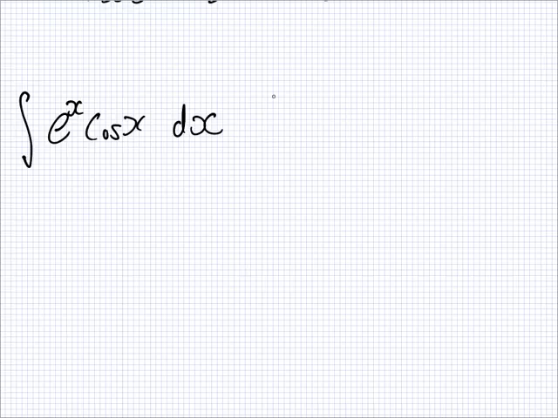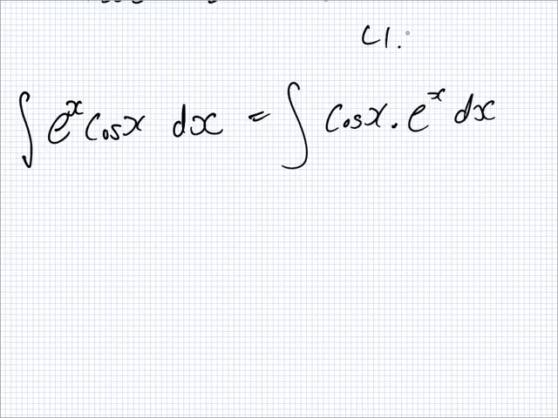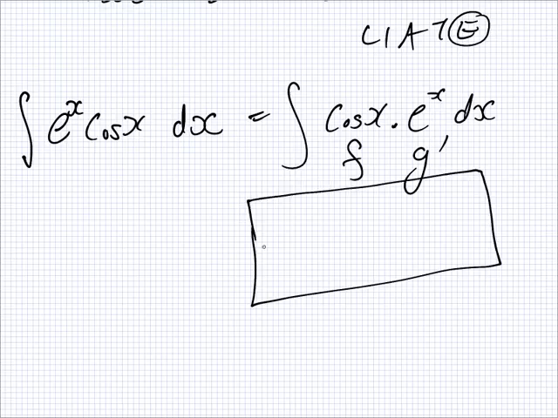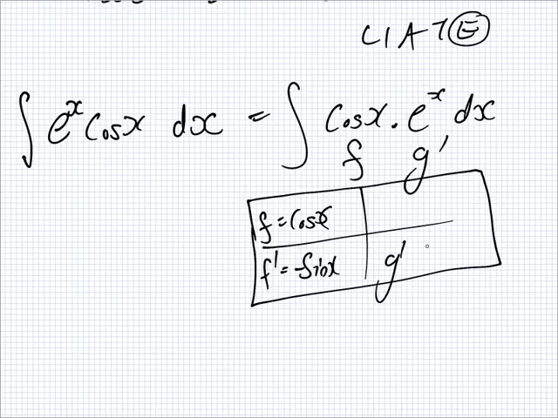So do I need to swap? Yeah, well, yes or no? Yeah, I need to swap. So firstly, change this into cos x ex dx, because the L-I-A-T-E, the E is always last. This is f and this is g derivative. F is cos x, f derivative is minus sin x, g derivative is ex and g is ex.